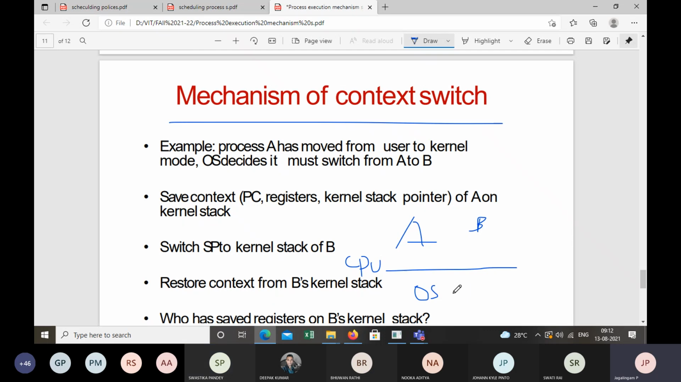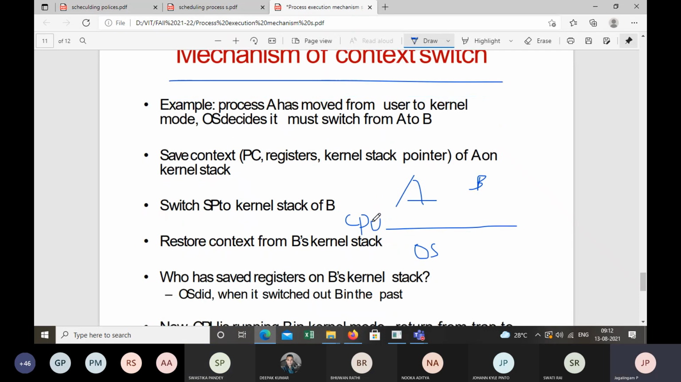Yes, sir. Let me repeat. When the CPU executes process A, because of an interrupt or a system call, the CPU goes to the kernel mode. Now in the kernel mode, it executes the operating system code. Now the operating system decides whether to go back to process A, or go back to the other process B.